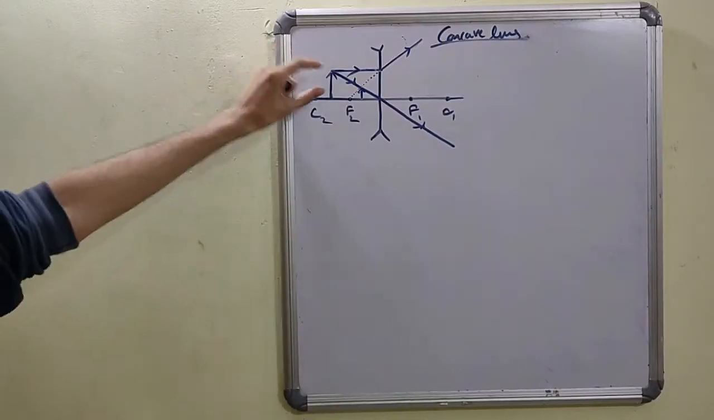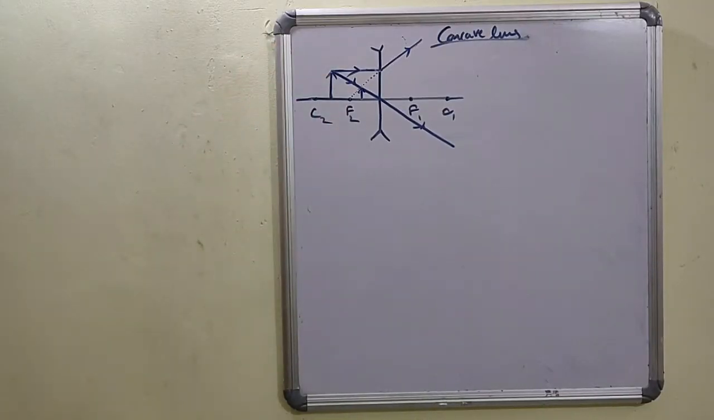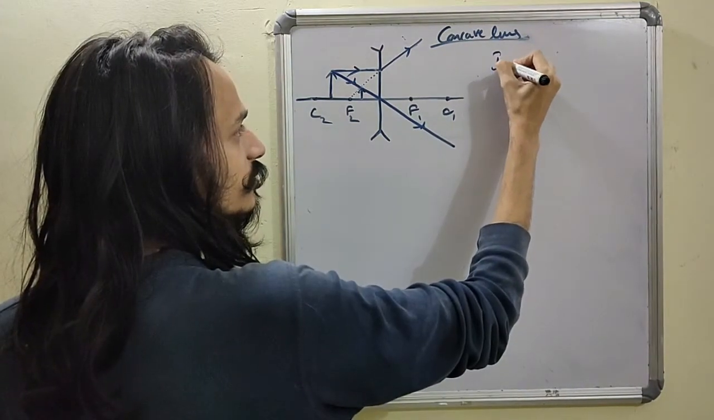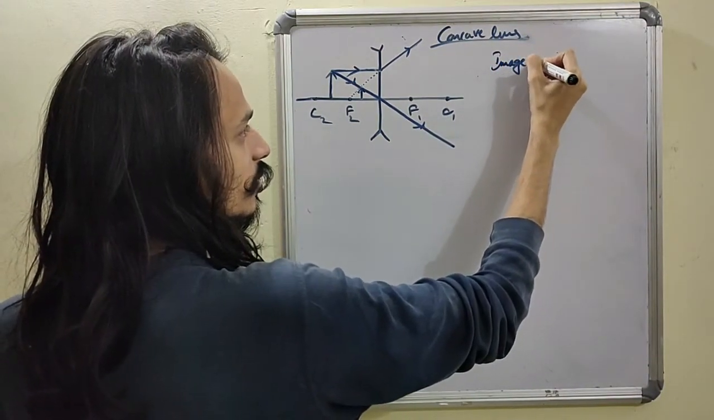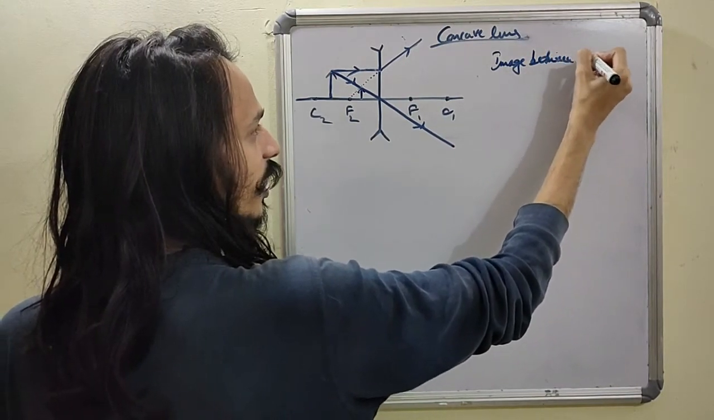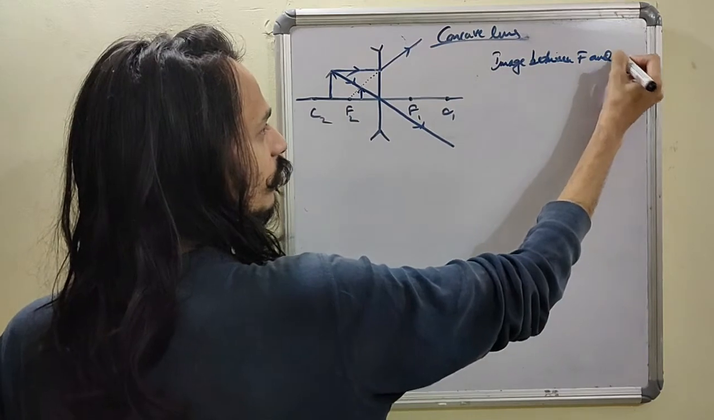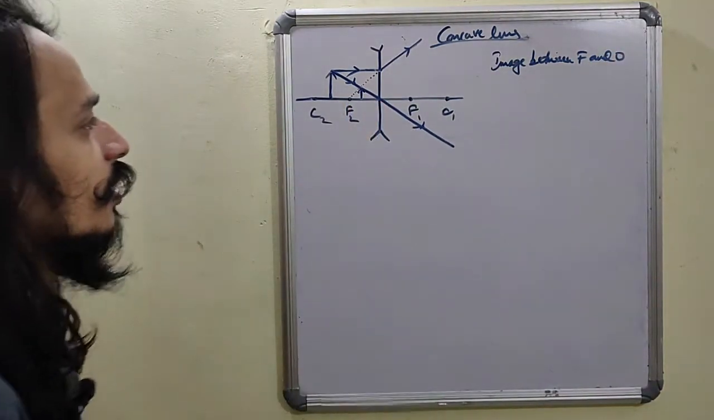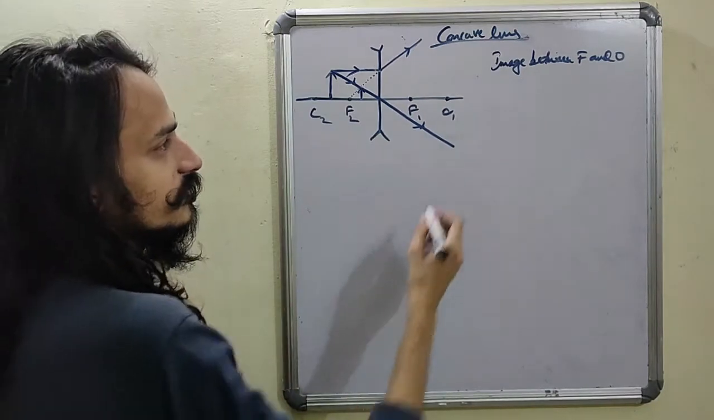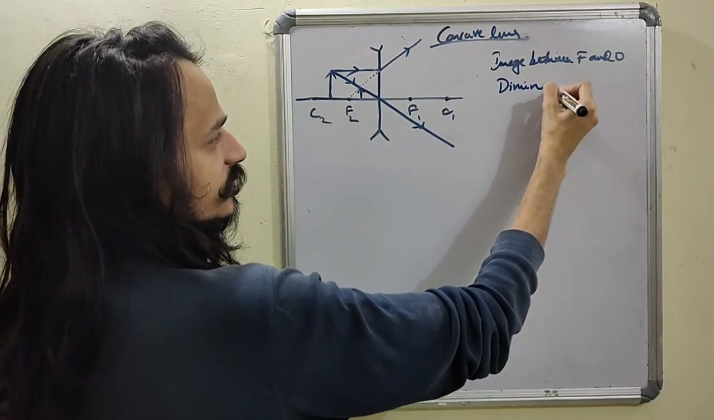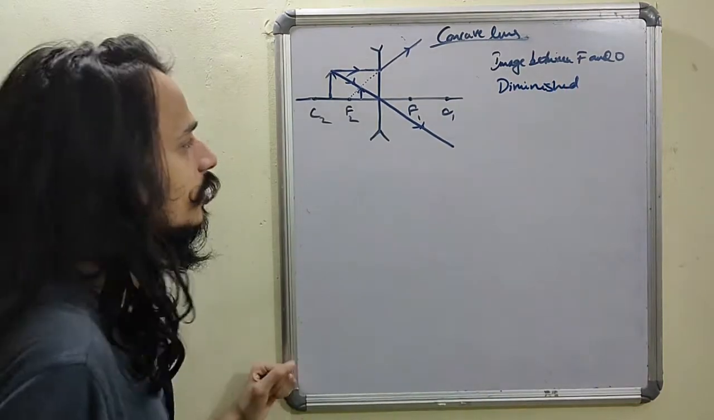Now it's very simple to tell the nature of this image. First I'll say the image is between F and O, because it's between the focus and the optic center. What about the size of the image? It's small, smaller than the object, so I say it is diminished.